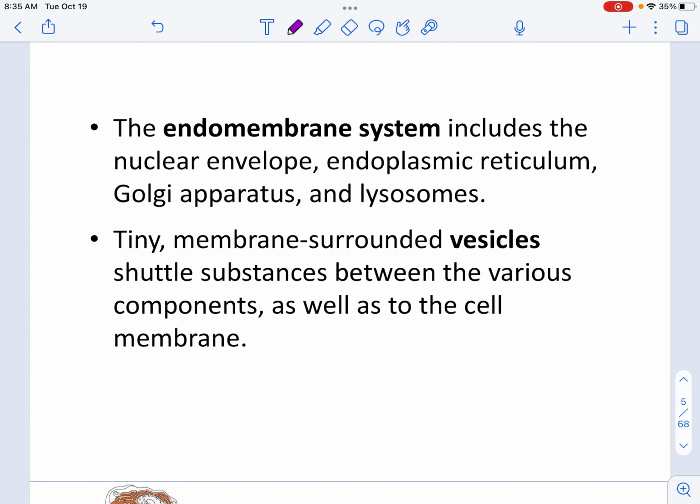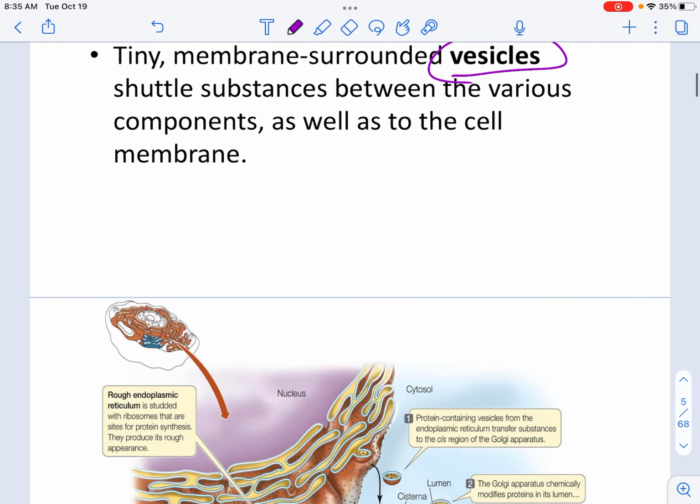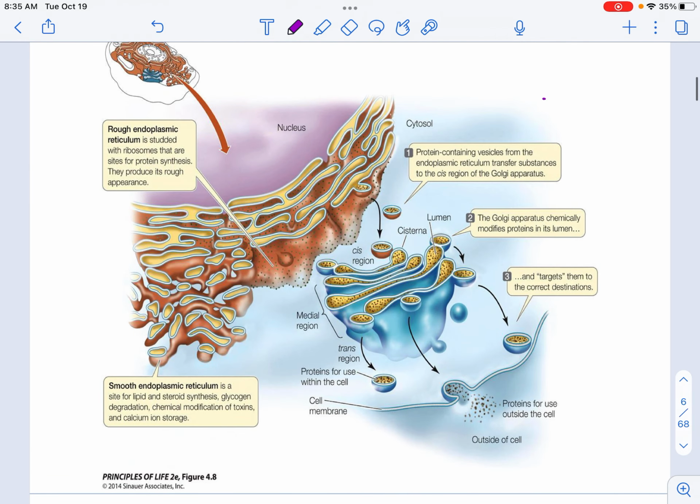So the endomembrane system, I would definitely know this. I would definitely review it because this is a very important system. It includes the nuclear envelope, endoplasmic reticulum, Golgi, and lysosomes. So tiny membrane-bound vesicles shuttle substances between the various components. So these are kind of like suitcases in a way. They shuttle various things. So here is a picture, and I would be able to walk yourself through this picture, okay?